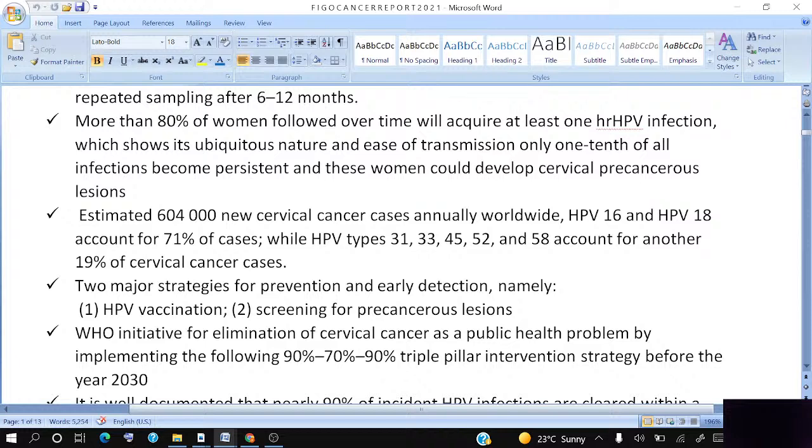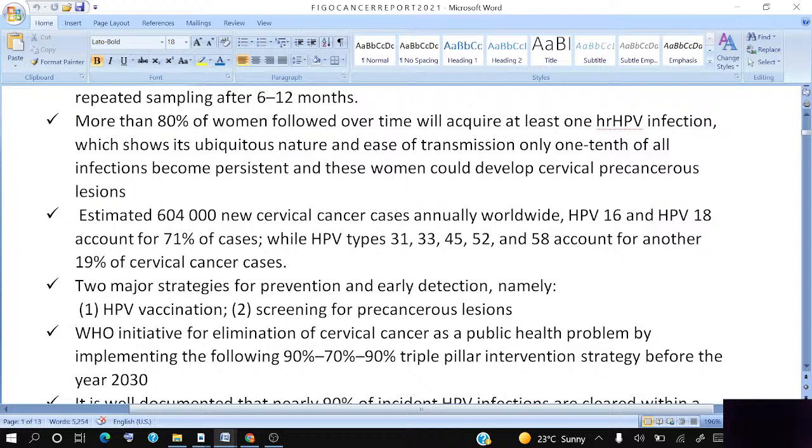Here HPV 16 and HPV 18 account for 71% of cases, while types like 31, 33, 45, 52 and 58 account for another 19% of cervical cancers. So the most common are HPV 16 and 18, at 71%. From an exam point of view, this is very important.